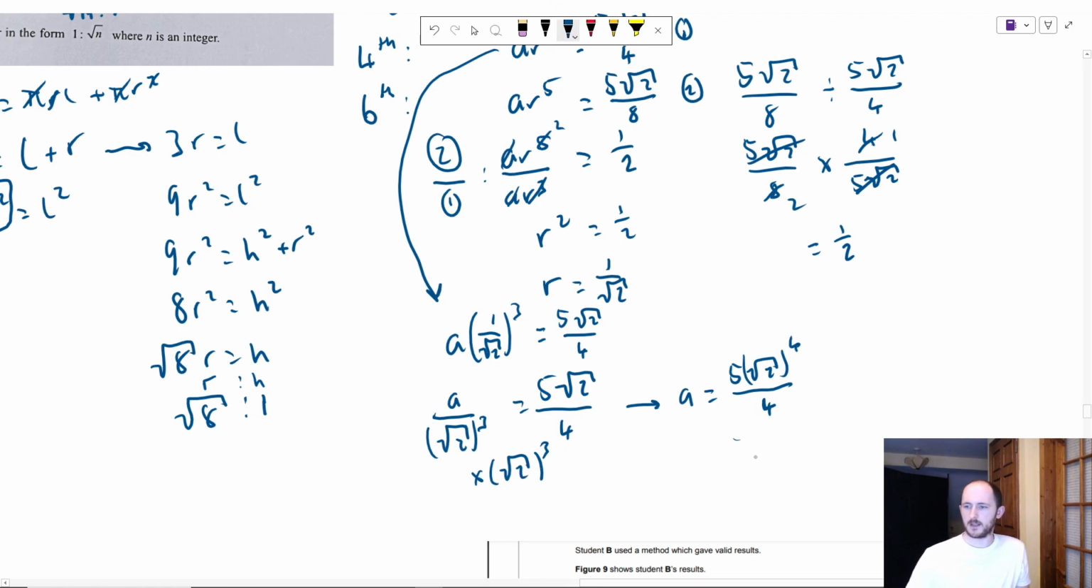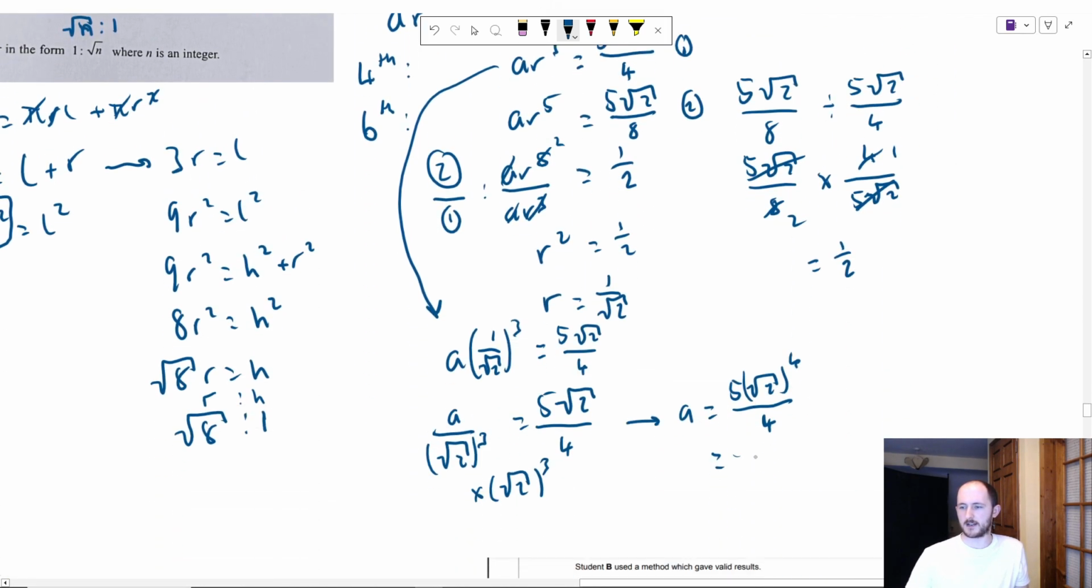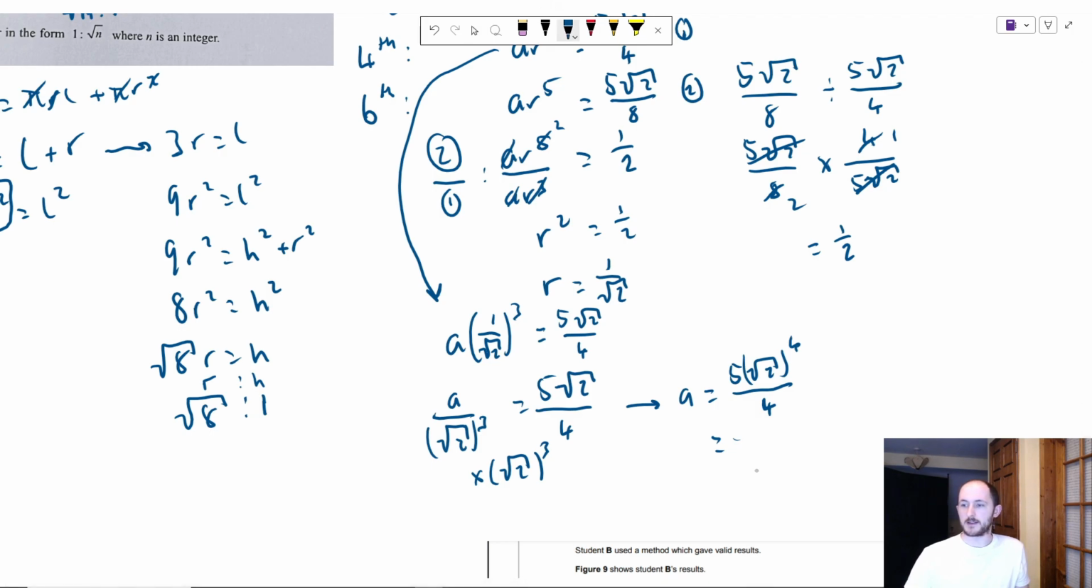Okay, and that would give me root 2 to the power 4. Is it 3 marks? No, I don't think so. Anyways, that would be 5 over 4, root 2 to the power 4. Root 2 squared is 2, so root 2 to the power 4 is 4, right? So A is just equal to 5. Good lord, that was a long question.